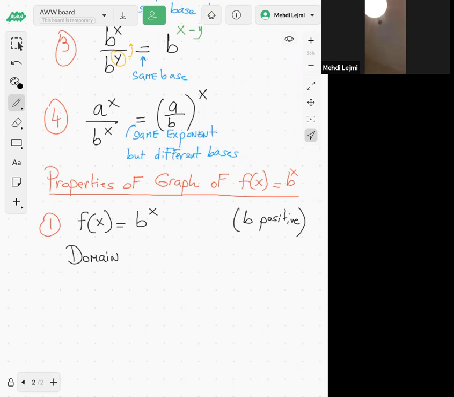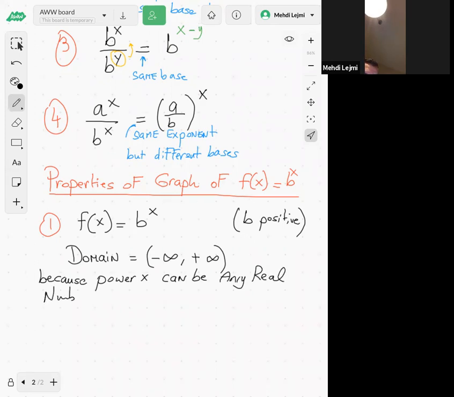The power x can be a whole number, a decimal, a fraction, negative, it doesn't matter. So the domain is any real number. The domain here is the whole number line, negative infinity to positive infinity, because the exponent x can be any real number.